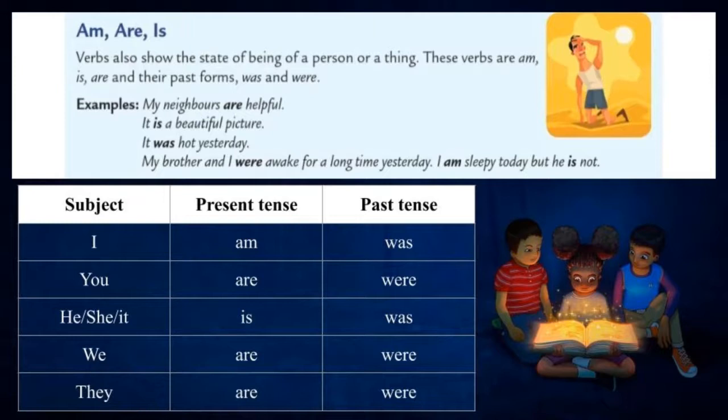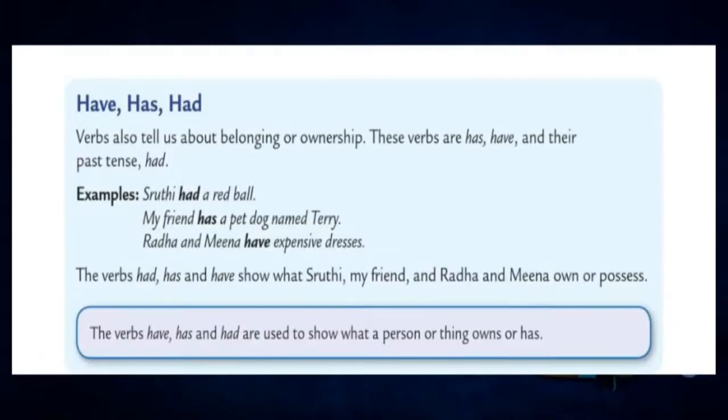If you are using subject as you, the present tense is are, as we already said. If you are using subject as they, the present tense is are and the past tense is were. So students, just don't forget that the verbs am, are, is, was and were show the state of a person or thing. Okay students, let us see how to use have, has, had.